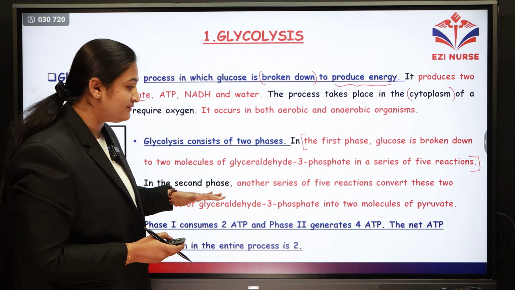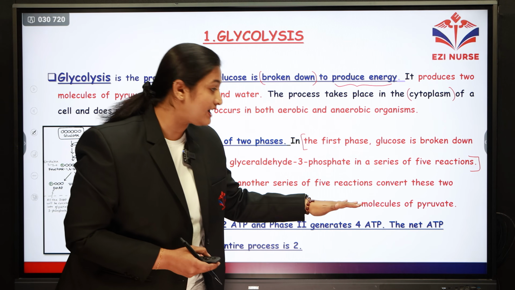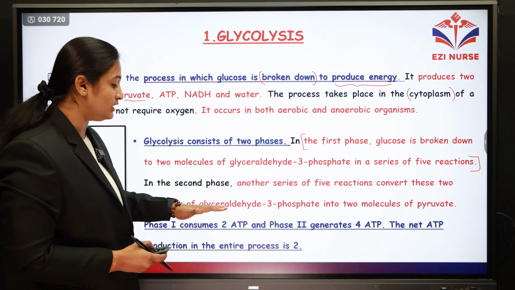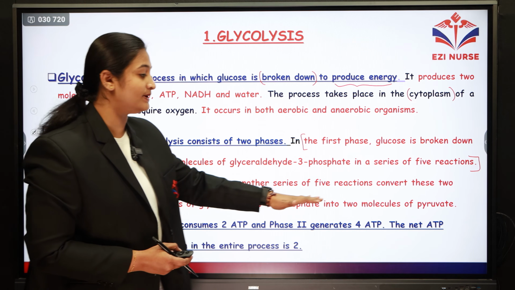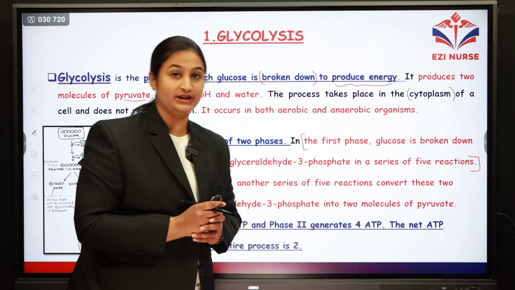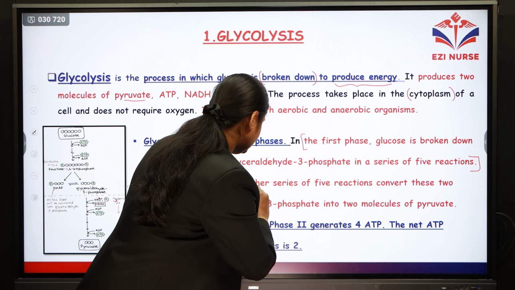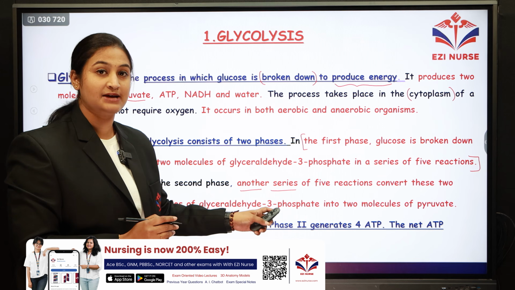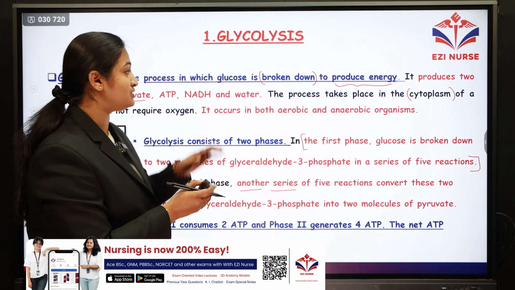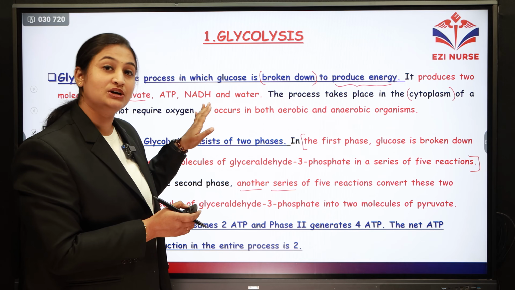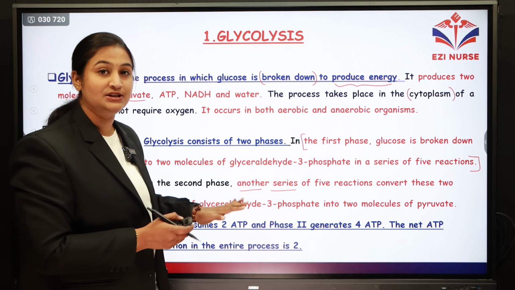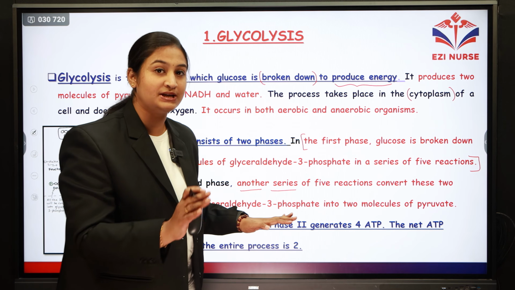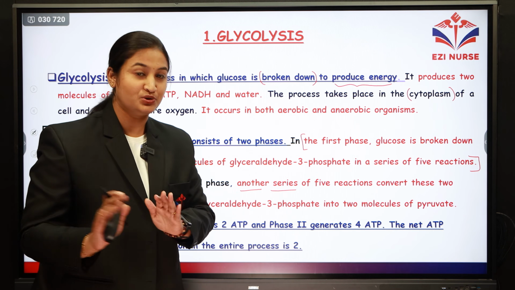Coming to the second phase, there is another series of 5 reactions wherein 2 molecules of glyceraldehyde 3-phosphate are converted into 2 molecules of pyruvate. That is what happens in the second phase. So when you're writing your exam, first write the definition, and next write the 2 phases. There itself you almost get 2.5 to 3 marks.